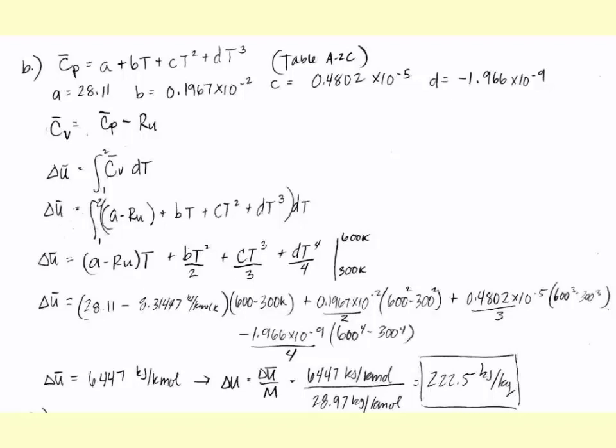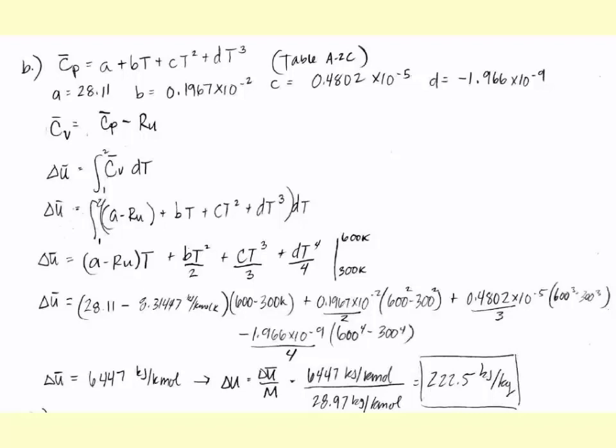Okay, so this is evaluated from 300 Kelvin to 600 Kelvin. And if I go through and I put in all of the constants and the temperature numbers and subtract, do all that math, which I'm not going to do all on the board because it's a long process, I find that delta U with the bar over it is equal to 6,447 kilojoules per kilomole.